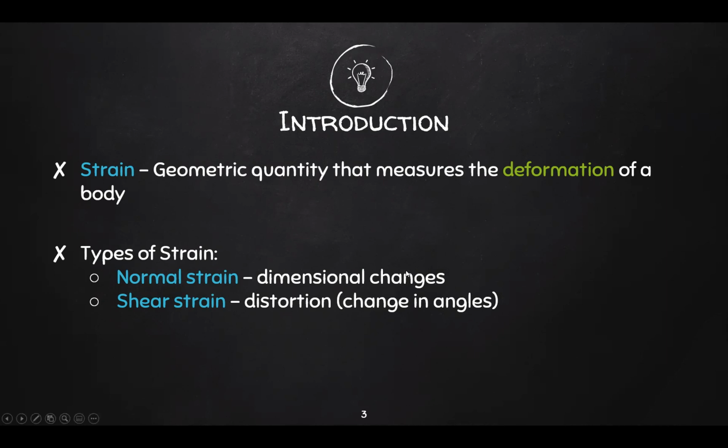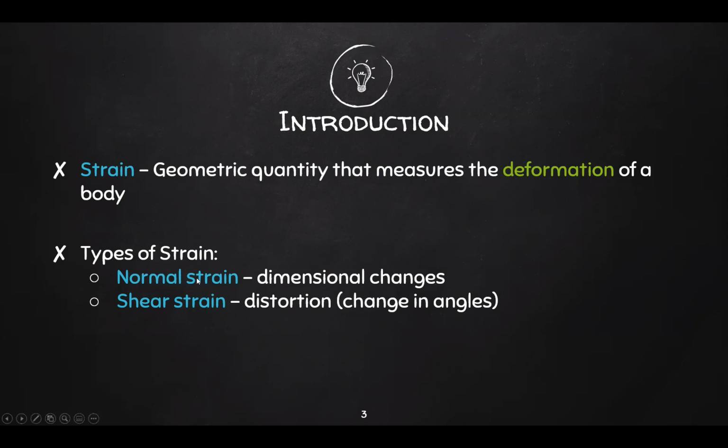Normal strain is dimensional changes. Shear strain is distortion, which is change in angles. So it's a bit similar to your types of stress, normal stress, shear stress. Normal stress being stress caused by the force perpendicular to the cross-sectional area. So it's kind of similar here for normal strain, wherein it's a dimensional change. So instead of perpendicular parallel areas, we're just talking about change in length, change in area, change in thickness, etc., depending on how your object deforms.